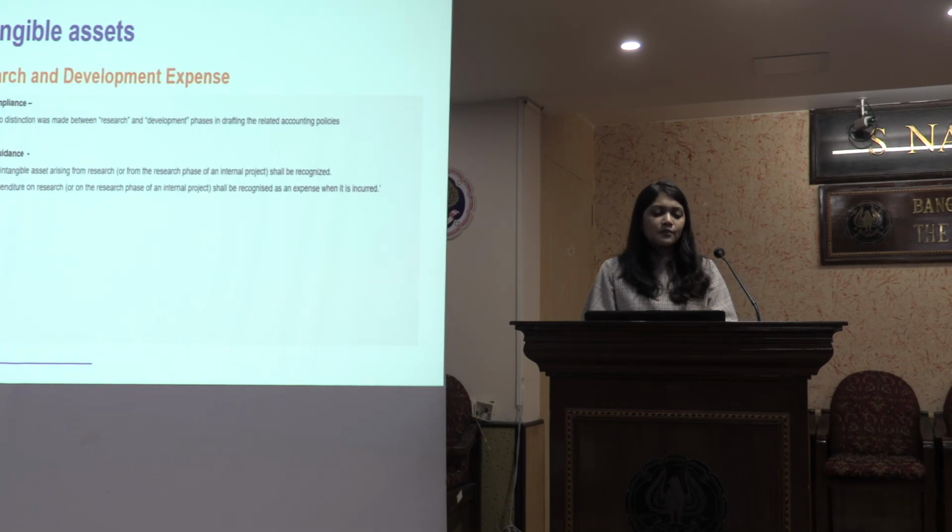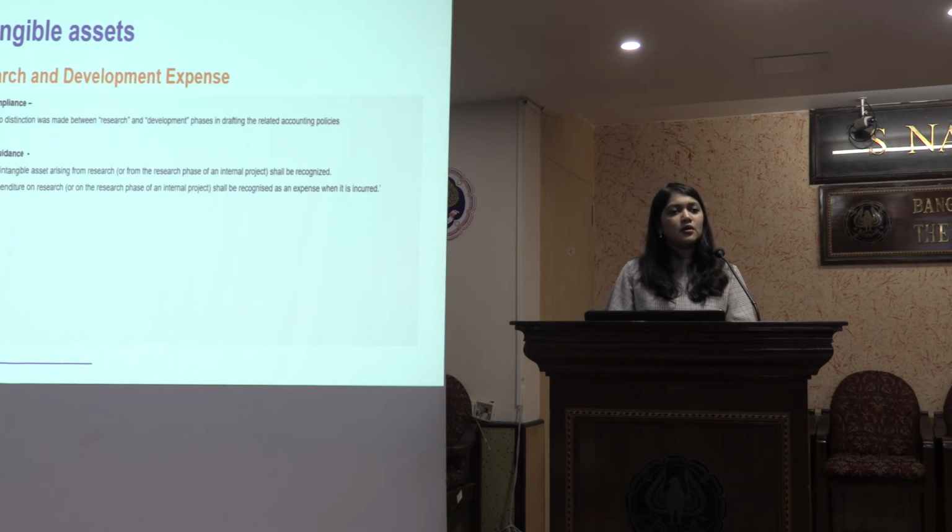Now, a lot of companies, especially the startups these days, we see that they incur certain research and development expenditure. If they are in any tech industry or such kind of industry where R&D is a major expense, there is an R&D expense coming in the financials. Now, what you will see is that in the accounting policies, they don't make any bifurcation between what is research and what is development phase.